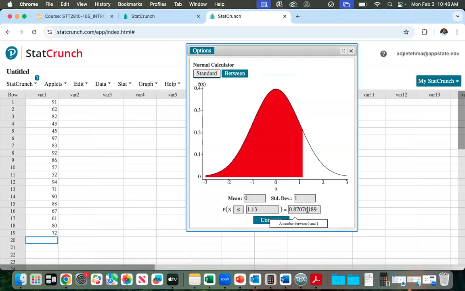So using the same data set, the first data set for all of this, does it take the numbers you have in the variable one column into account for this? No. The standard normal is separate. It doesn't take the data here. Is that okay?